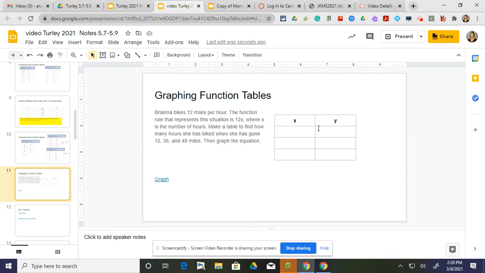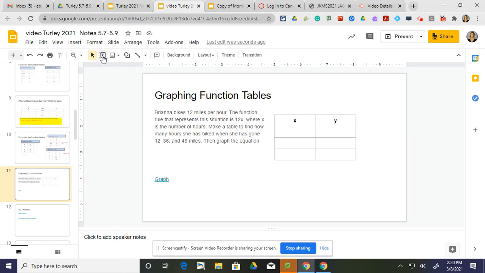All right, here we're graphing these function tables. It says Brianna bikes 12 miles per hour. The function rule that represents this situation is 12x, where x is the number of hours. Make a table to find how many hours she has biked when she has gone 12, 36, and 48 miles. So x is the number of hours.